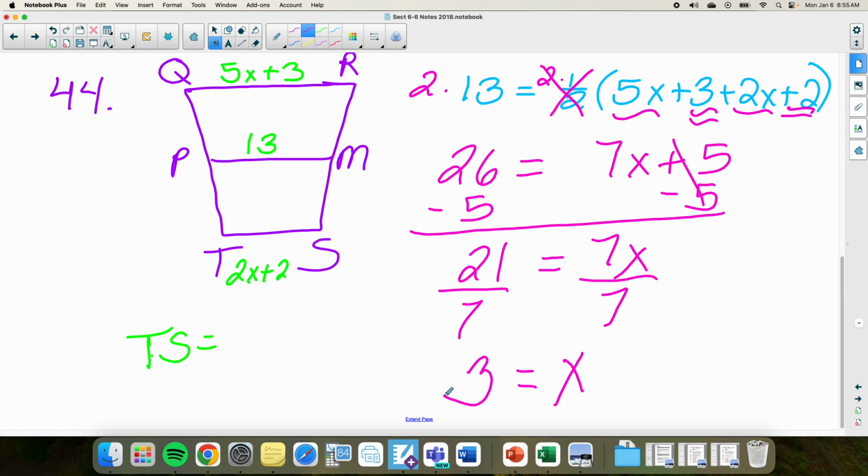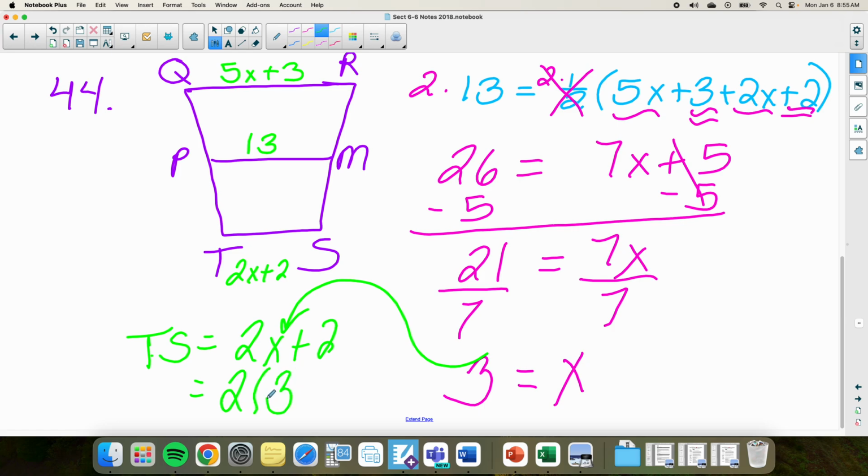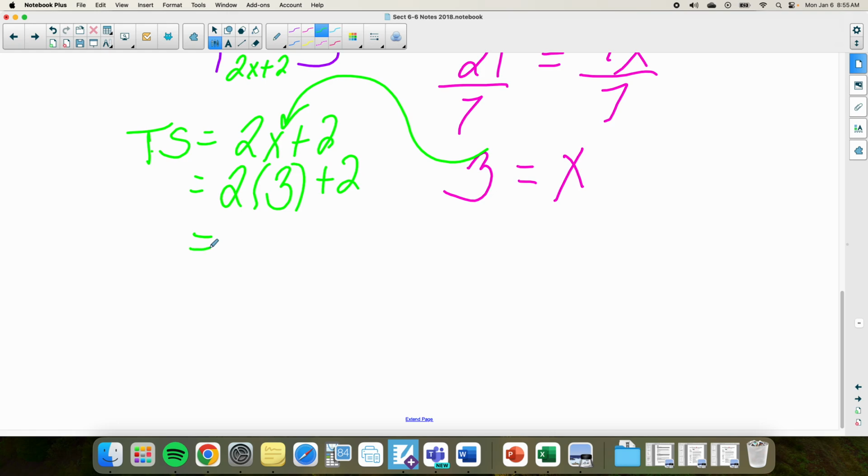Okay. Now, what they asked us for is TS, which is 2x plus 2. And what we can do is put that 3 in there, and we'd go 2 times 3 plus 2, which would be 6 plus 2, which is 8.